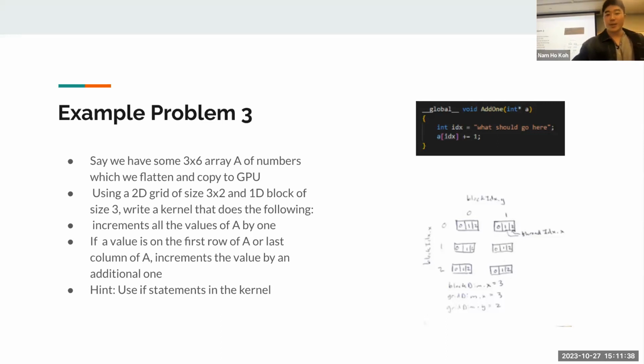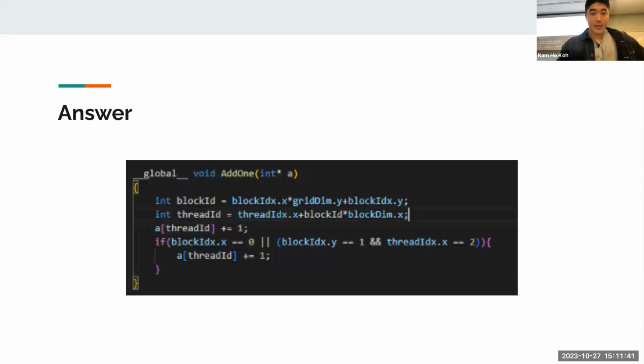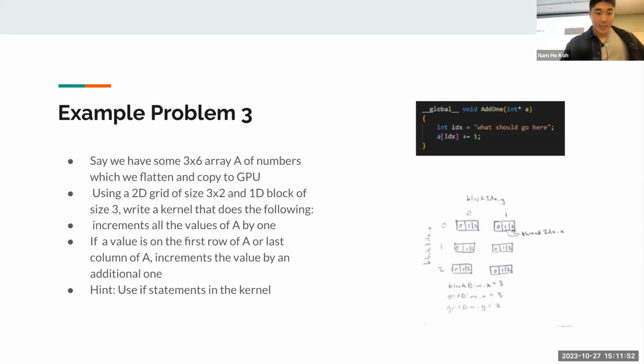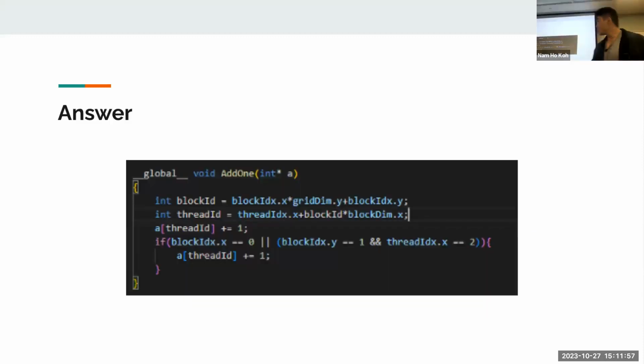All right, I guess because of time, let's just go through it together. So here's the kernel. Regarding block ID and thread ID, that stays the same. But the only difference is that, if you look at the problem, the condition is that a value is on the first row of A and last column of A. The first row of A is just block ID x when it's 0, right? First row. And when thread ID x is 2, that specifies the last column of the grid, okay? So once you do that, you just increment one more time.